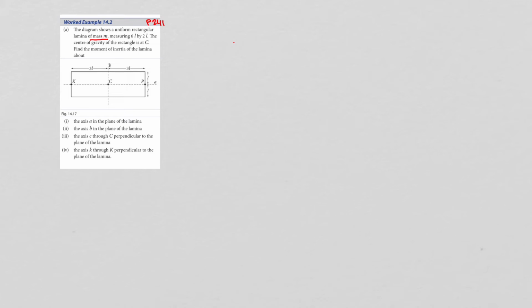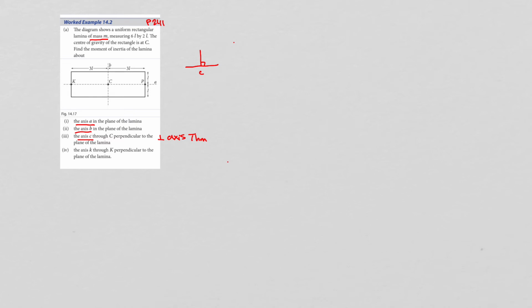To do that, we need the moment of inertia around axis A, around axis B, and then around axis C. And of course, to do that, we'll use our perpendicular axis theorem. Because if we were to place our pencil at C, we would find that it would be perpendicular to the plane of the lamina itself. So this one would be our perpendicular axis theorem.